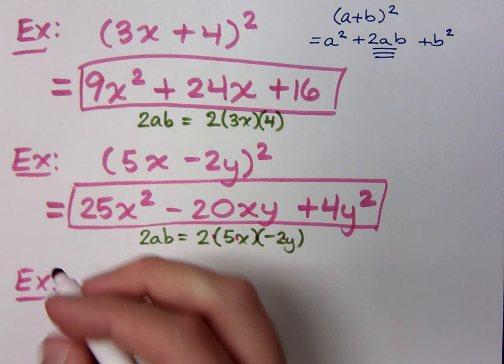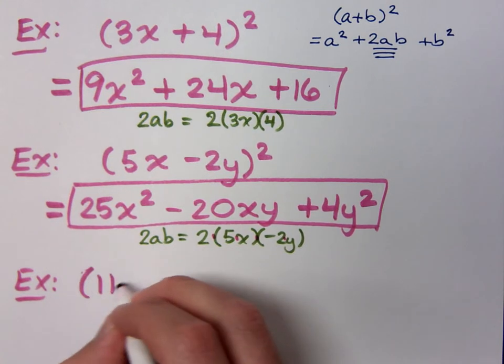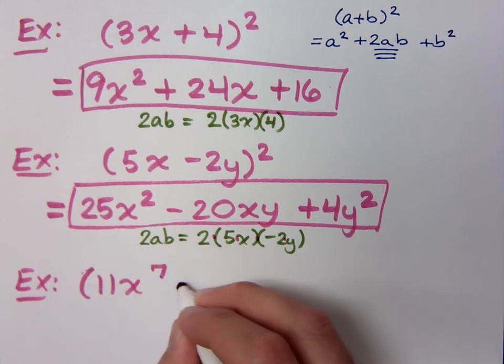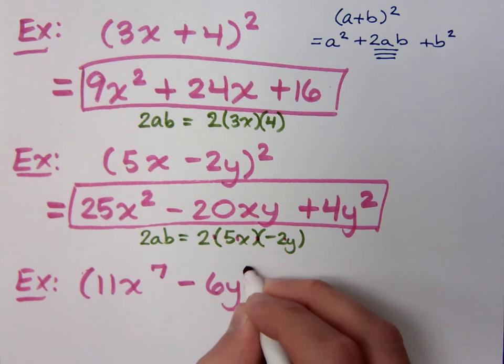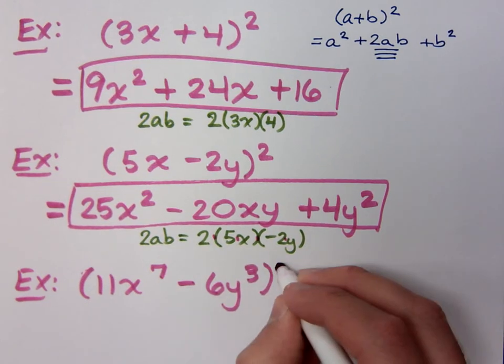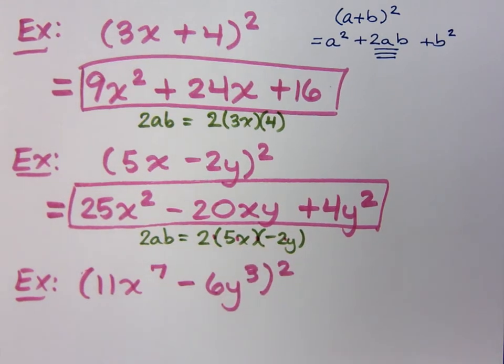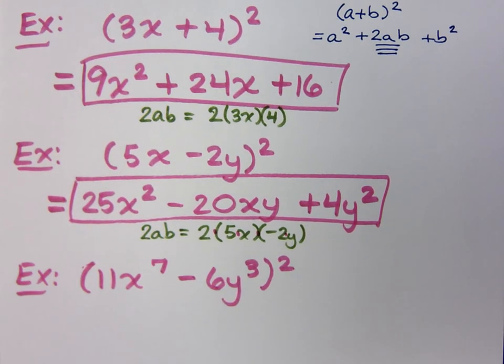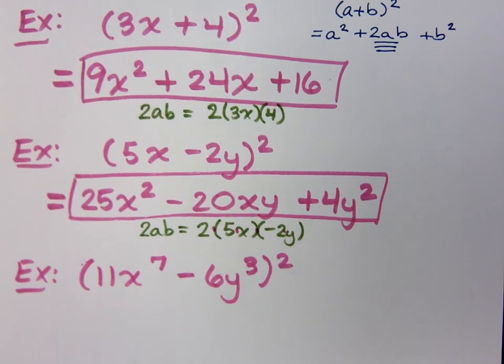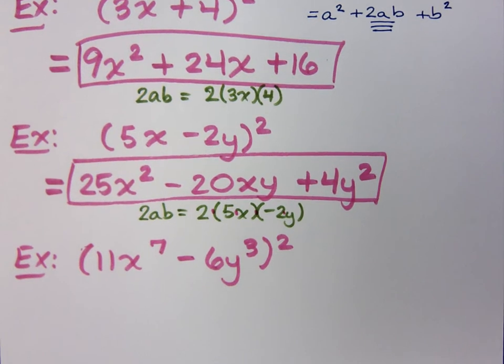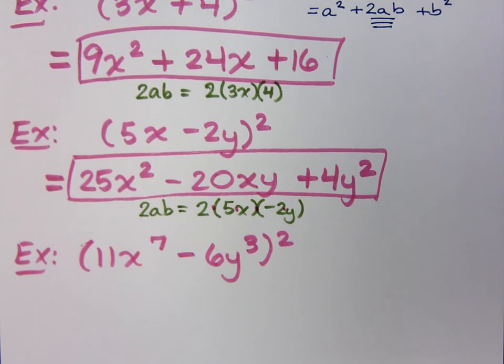No? Let's try one last one, then we're going to look at something else with special products. Can we do this one by ourselves and then check them? So we'll pause this for about 15 seconds to see if you guys can do this. 11x to the 7th minus 6y to the 3rd quantity squared.